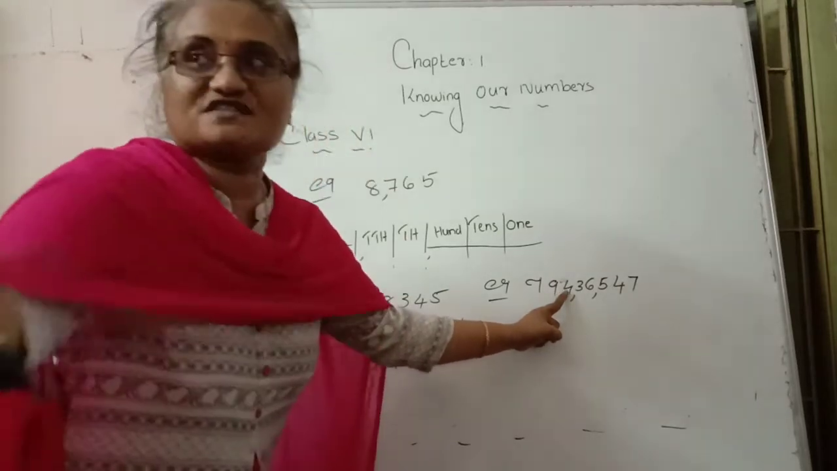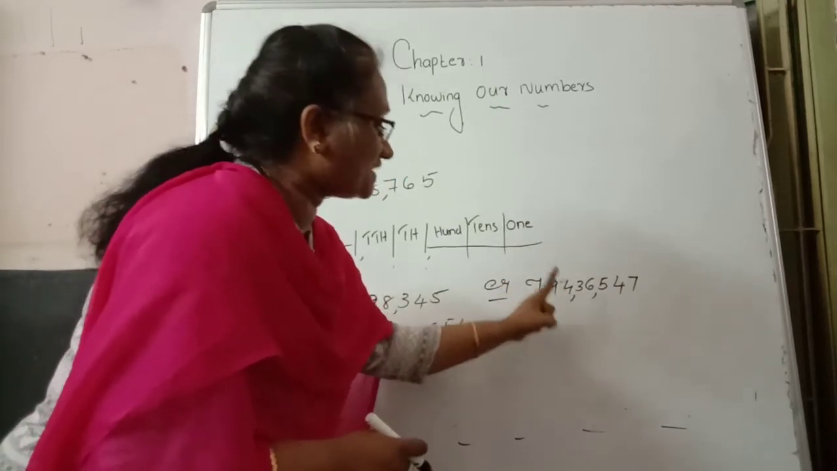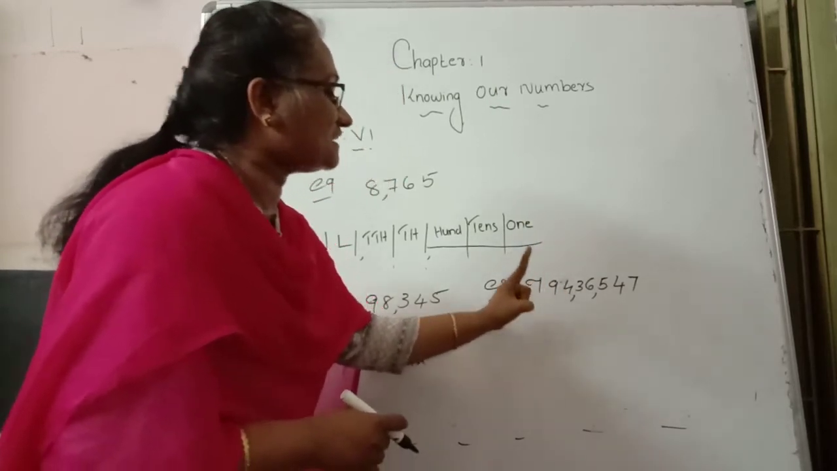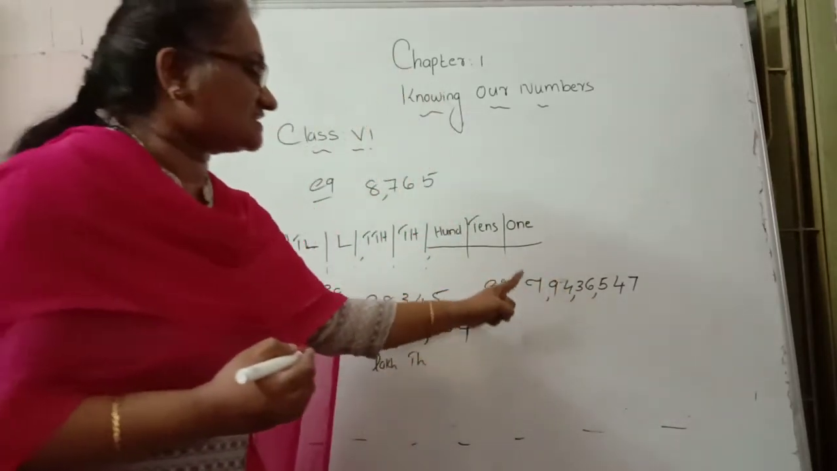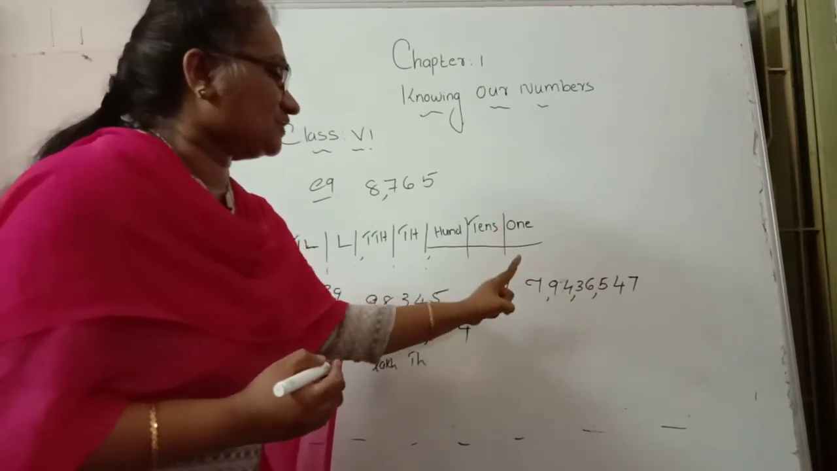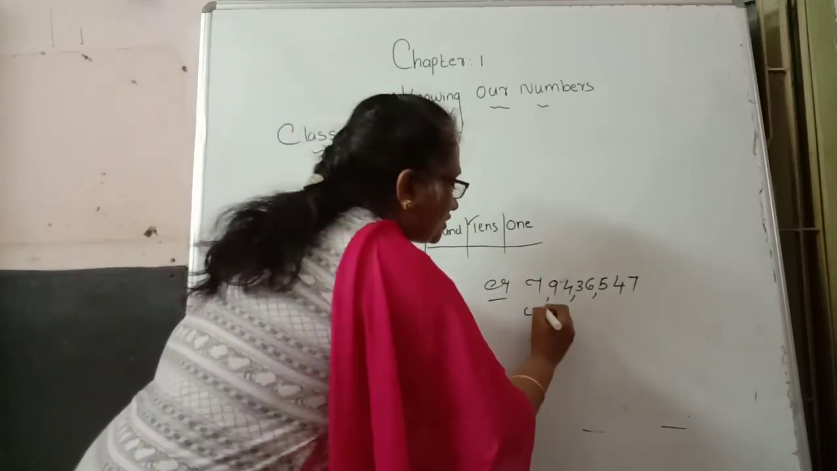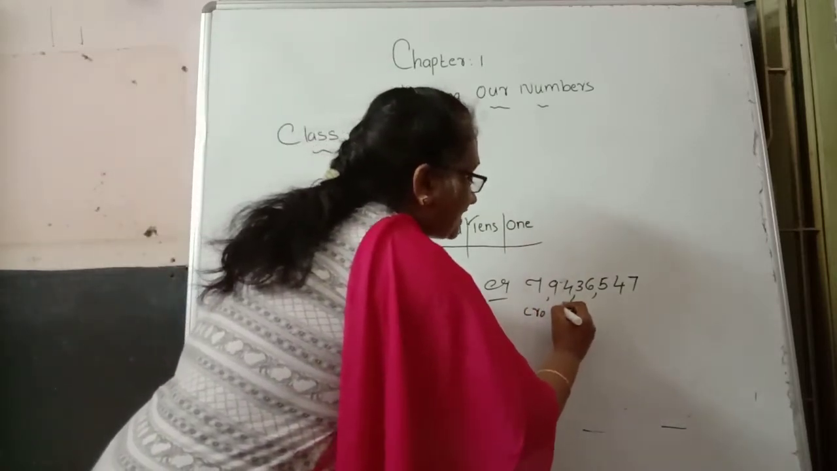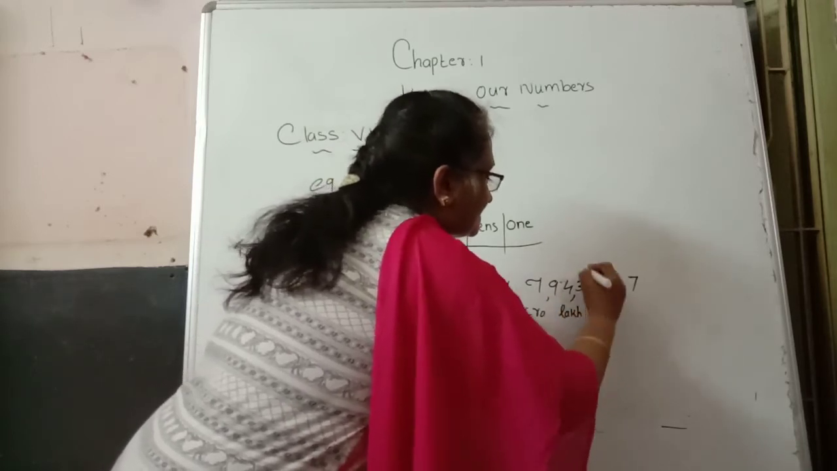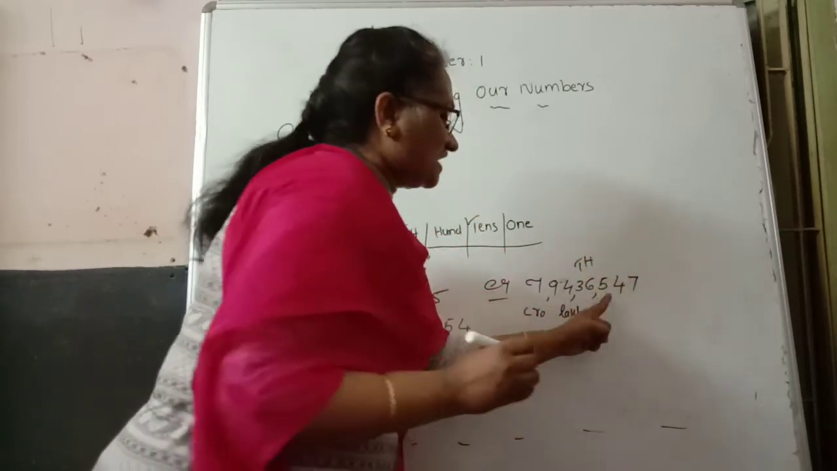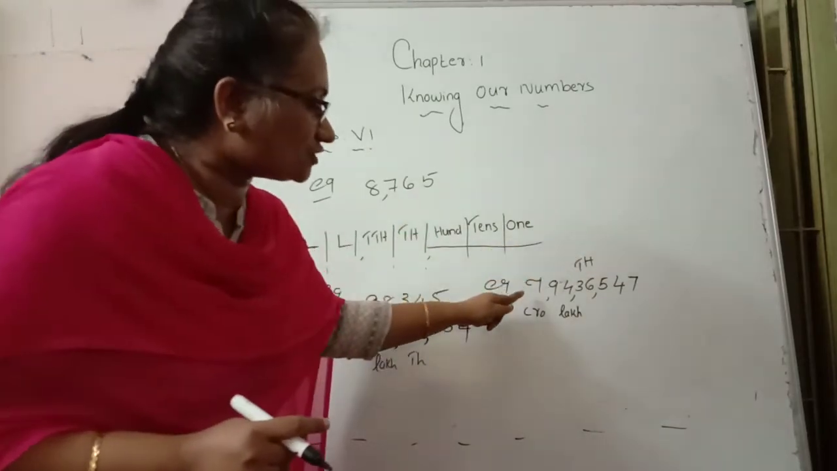The next 4 and 9 are in which group? 4 is in lakh place and 9 is in the 10 lakh place. After that we put a comma. Then 7 is in the crore place. So how to read this number? 7 crore. This is our crore place. 9 and 4 are in the lakh place, then 3 and 6 in the 1000 place, then 5 is in 100, and 4 and 7 are in the tens and ones. So how to read this one?